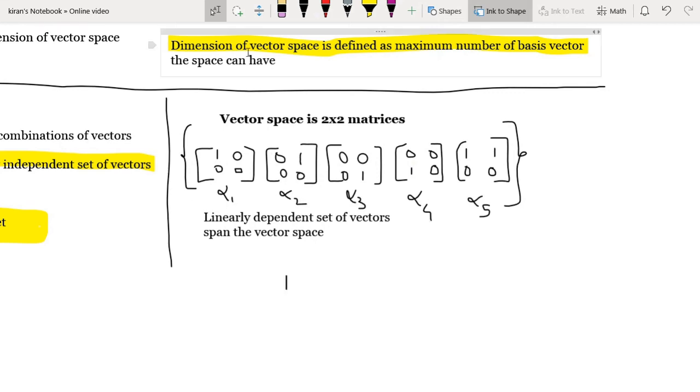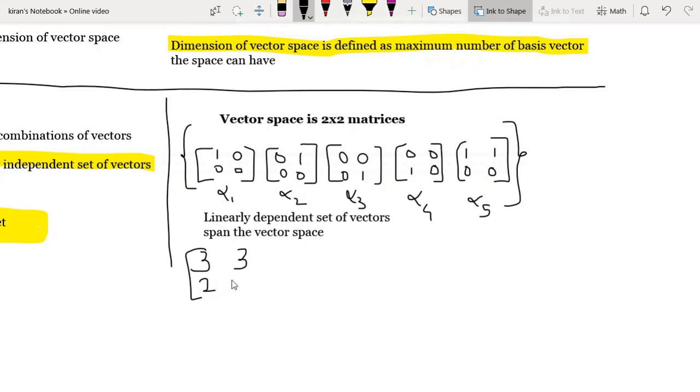How? Let's take an example. Suppose I take a vector from this vector space, something like this. I can write it as 3 times alpha 5 plus 2 times alpha 4 plus alpha 3.